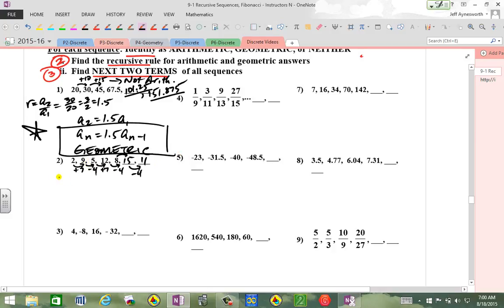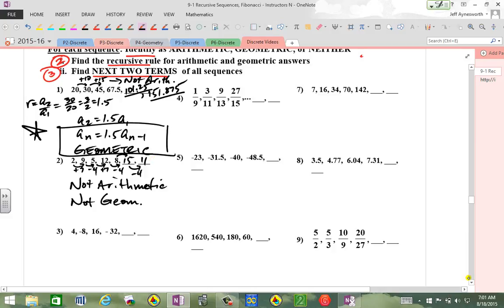Now because it's not the same common difference all the way through, it's not arithmetic. Common difference is not in common. It changes. The difference here is 7, then negative 4, then 7, then negative 4. So it's not arithmetic. And because you don't multiply the first term by something to get to the second term and keep it constant, it's not geometric either. So it's neither one of the two. The pattern once again is plus 7, minus 4, plus 7, minus 4. Last two terms: 15 and 11.